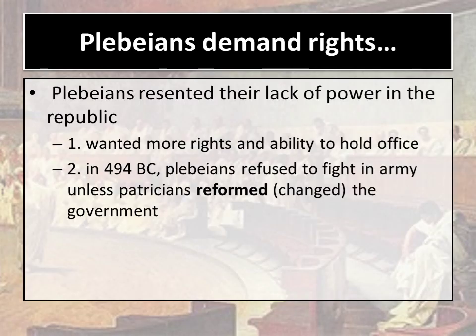In the ancient Roman Republic, plebeians could vote for government officials, but they couldn't serve as government officials themselves, and this made the plebeians upset. So, what the plebeians did was, in 494 BC, they refused to fight in the army, which was controlled by patricians, unless the patricians in government would reform or change the government to give the plebeians more power.